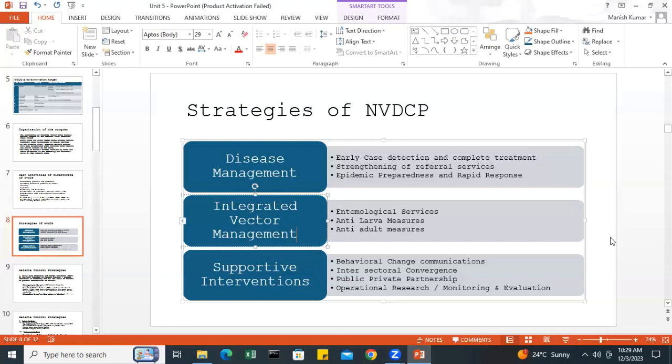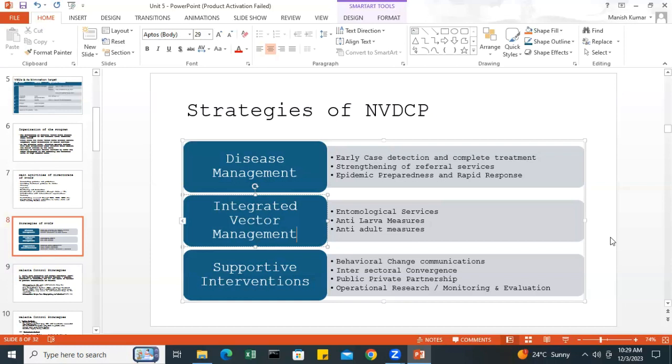Supportive interventions can be in terms of behavioral change communication, where you display posters about wearing full sleeve shirts and using mosquito nets at night. Government is also providing insecticide treated bed nets, and people are being advised through IEC and BCC campaigns to use those.